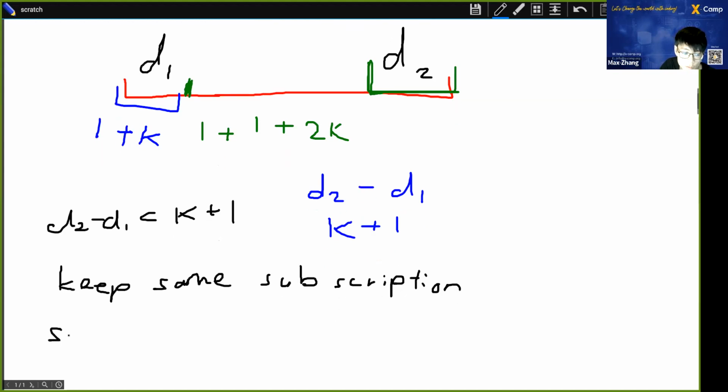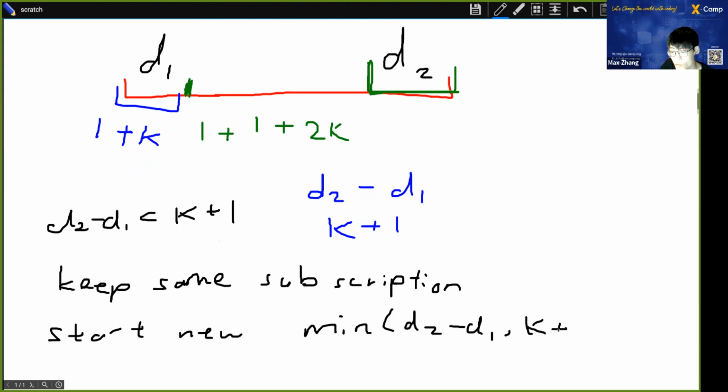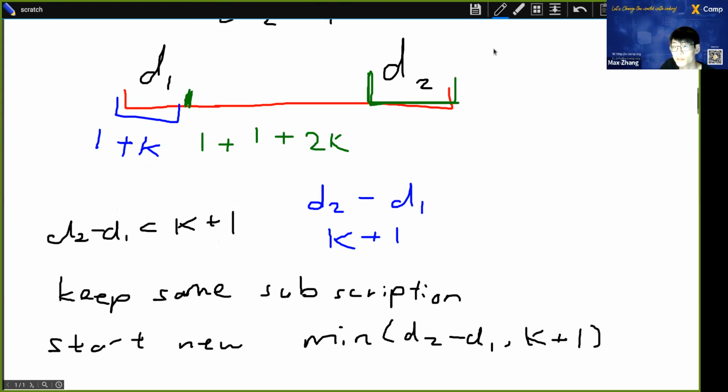Otherwise, it'd be start a new subscription. So essentially, we're just adding the minimum of D2 minus D1 and K plus 1 to our answer. And actually, after that, we get a D3, we apply the same logic, right? We either extend our subscription onwards to D3, which costs D3 minus D2, or we start a new subscription, which costs K plus 1.